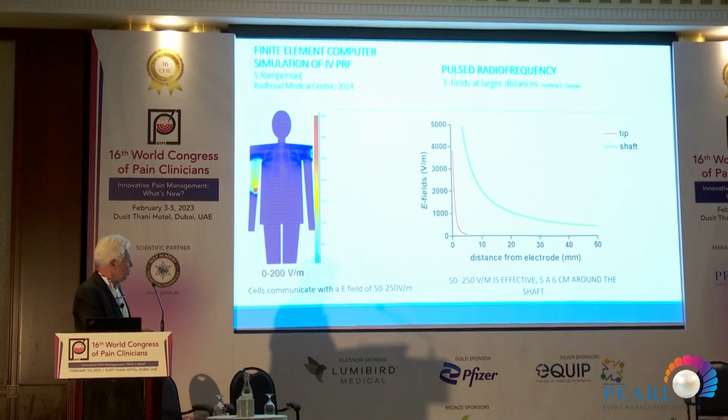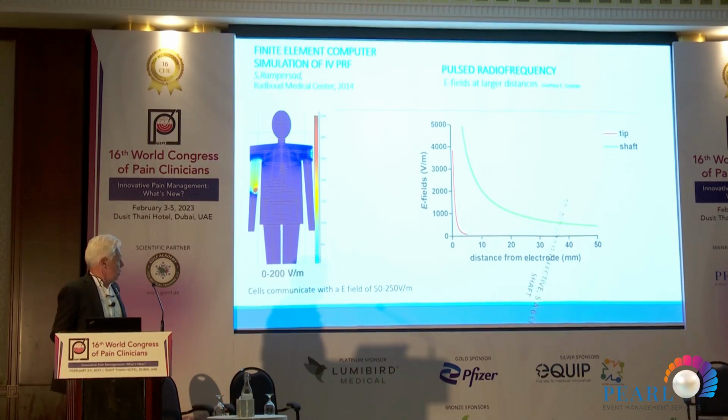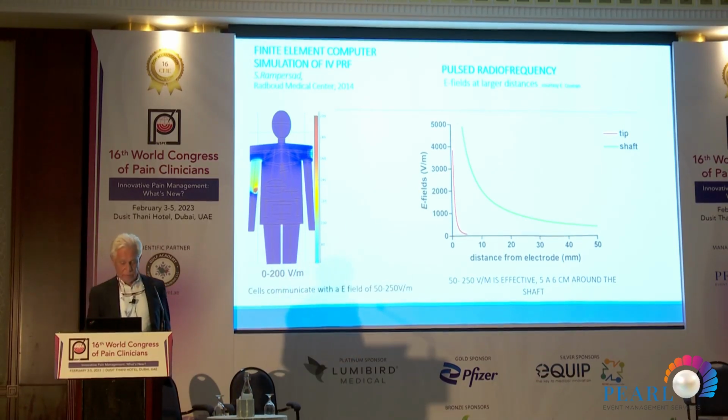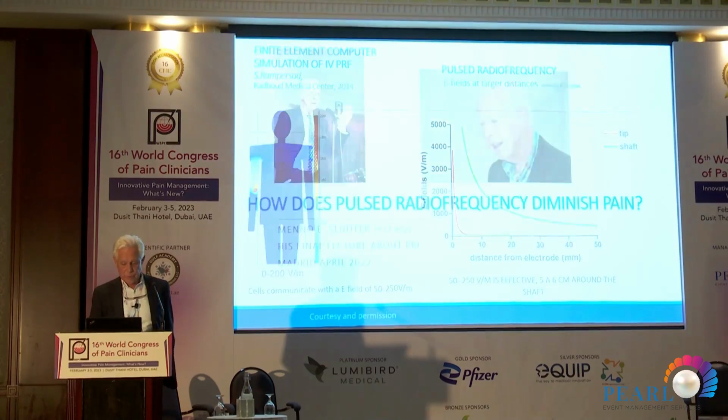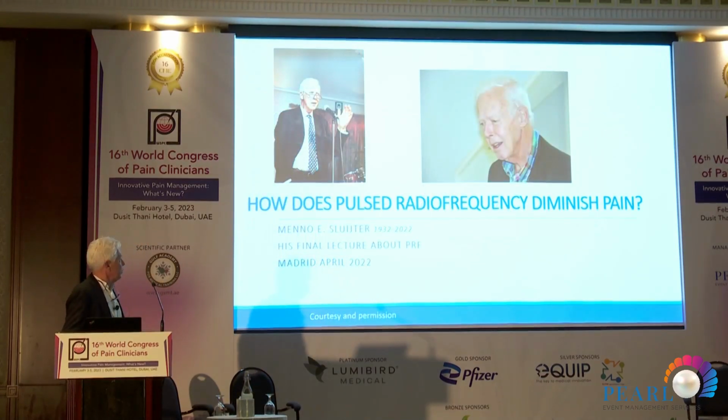It's about 5 centimeters around the tip of the shaft of the needle. There is the effect in the tissue. So it has not to be very close to the tissue, even 5 centimeters around the tip. There's an active field which influences the cells. This is an important thing to know, and the cells communicate with an electric field of 50 to 250 volts per meter. So this is the lecture.